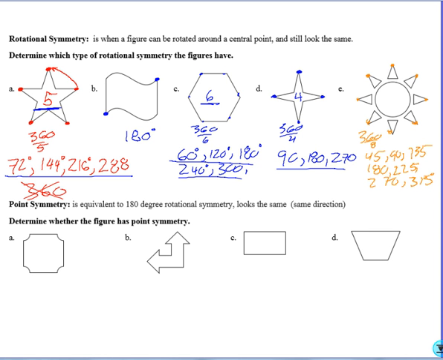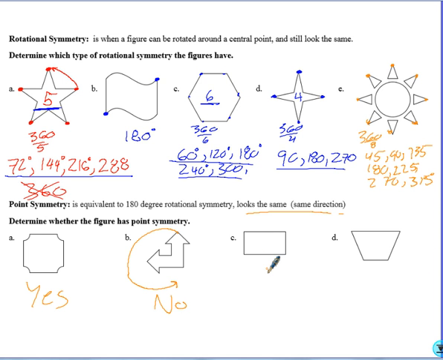Last thing we will discuss is point symmetry. Point symmetry essentially is if a figure has 180-degree rotational symmetry. So it basically looks the same and it's going in the same direction. So this one here says determine whether a figure has point symmetry. In other words, if I rotate it 180 degrees, does it look exactly the same? So this particular figure, if I rotate that 180 degrees, yes. This particular figure would not look the same, because if I rotate it 180, it ends up pointing in a different direction, and so this one would be no.